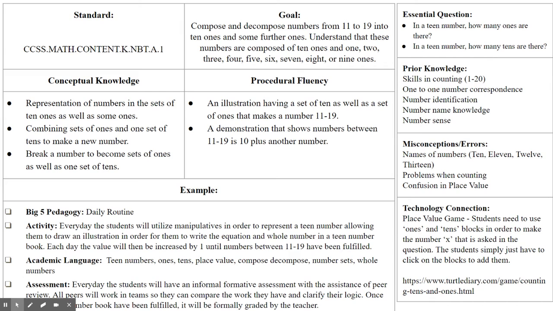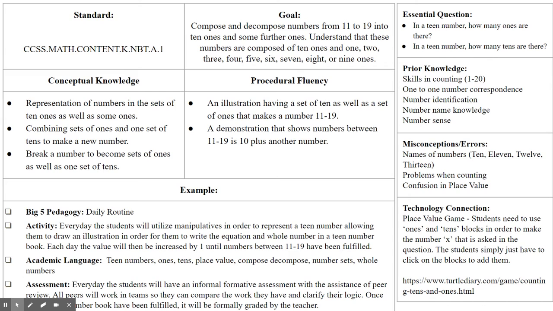Here, this slide further unpacks that standard by further explaining the goal of the standard, the conceptual knowledge of how to represent numbers in sets of tens and ones, combining said sets, and also breaking the sets apart. This standard requires students to understand in a teen number how many sets of tens and how many ones are present. In order to work towards this standard, students must first be able to identify and count numbers from 1 through 10 and have one-to-one number correspondence.